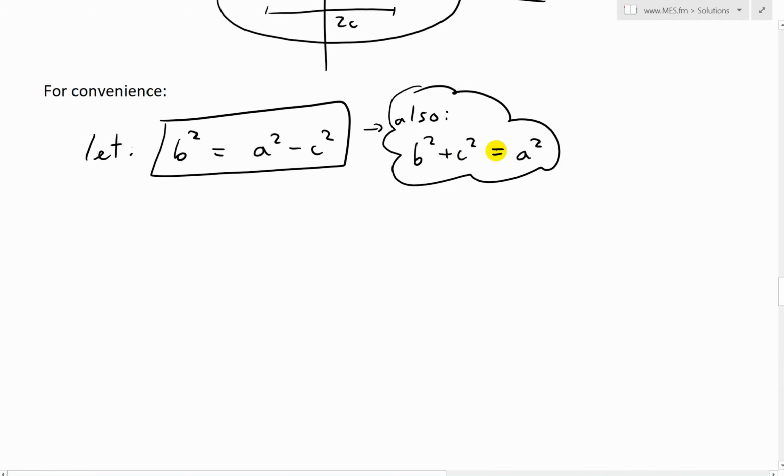Now to find the y-intercepts, we set x equal to 0, so these are going to be on the y-axis.